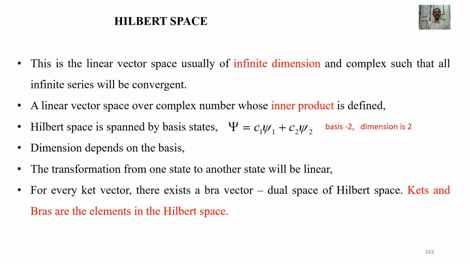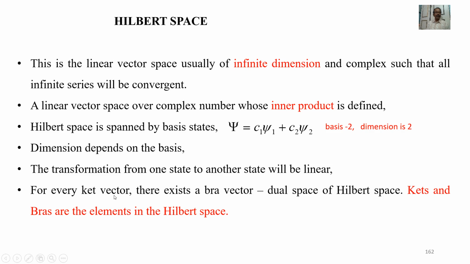This is the linear vector space, usually of infinite dimension and complex, such that all infinite series will be convergent. It is a linear vector space over complex numbers whose inner product is defined. So whenever there is a linear vector space, the main condition will be the inner product; it should define an inner product. Hilbert space is spanned by basis vectors: capital psi equals C1 psi1 plus C2 psi2. So it means that there exist two bases, the dimension is 2. So the dimension depends on the basis. The transformation from one state to another state will be linear.